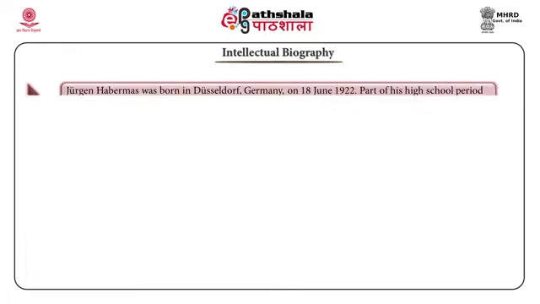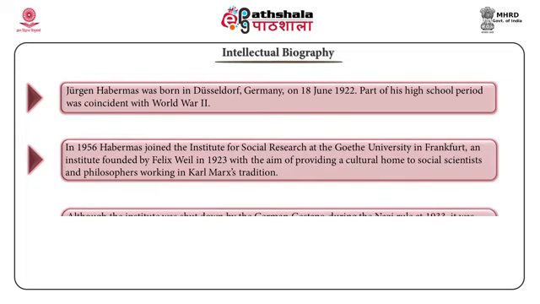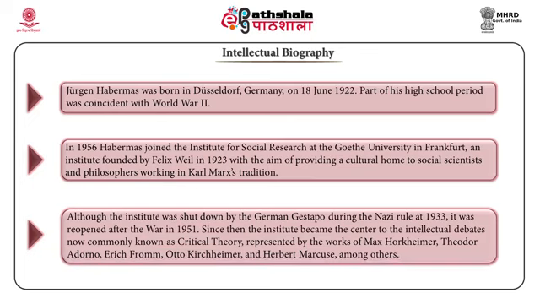Habermas was born in Düsseldorf, Germany, that's West Germany, in 1922. After he graduated from high school, he studied at the universities in Göttingen, Zurich, and Bonn, and he obtained a doctorate in philosophy, writing his dissertation on the German Romantic philosopher Friedrich Schelling.